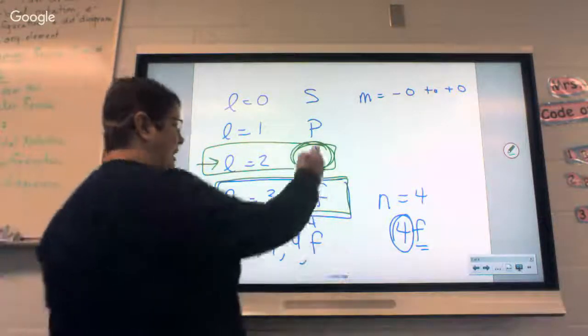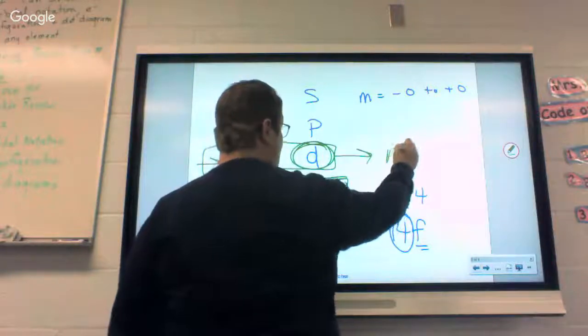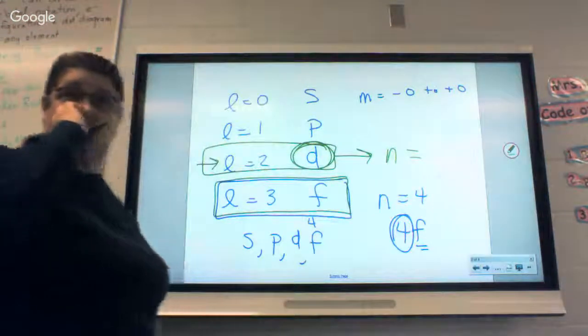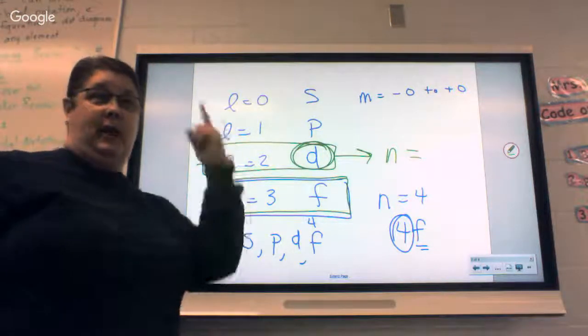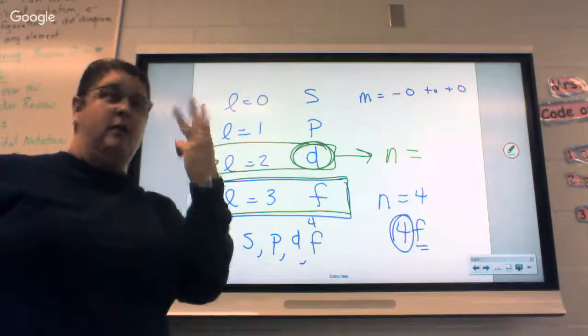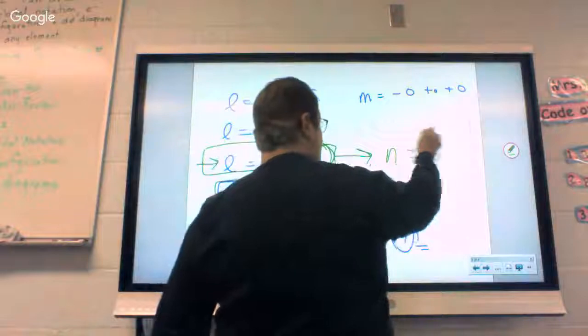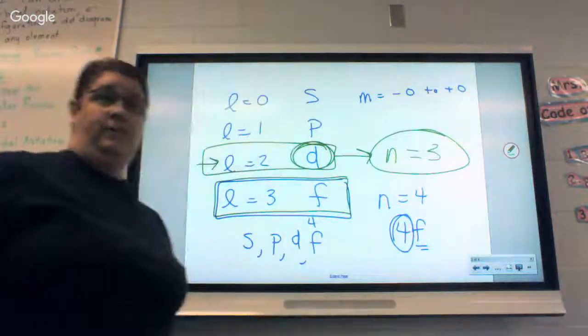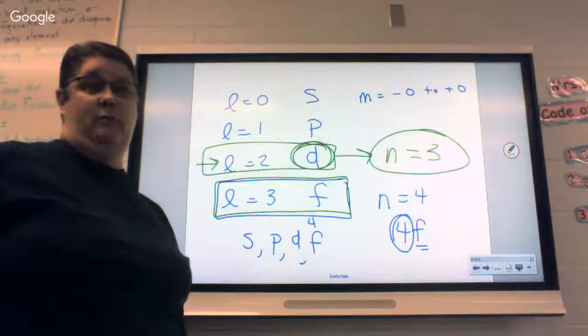You would then take its D and tell me that N is equal to what number now? In order to have a D sublevel, S is a first, P is a 2, D is a what? So you would tell me N is equal to 3. This is the answer. Being able to tell me that N is a 3.